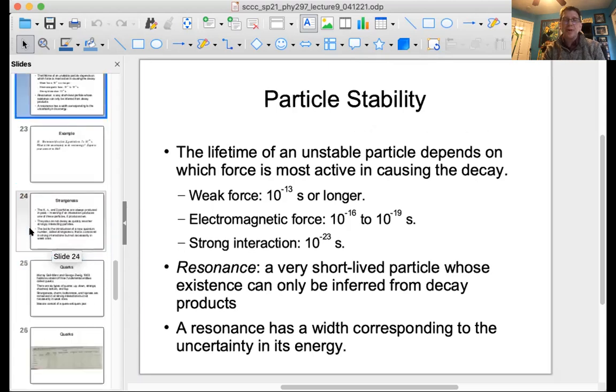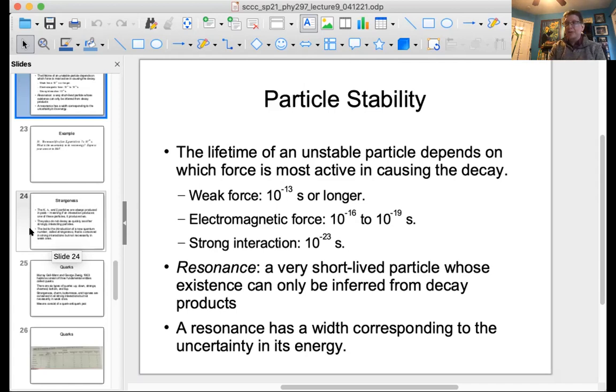Now we move on to particle stability. The lifetime of an unstable particle depends on which force is most active in causing the decay. For the weak force, the decay time is relatively long by subatomic standards, 10 to the negative 13 seconds. For the electromagnetic force, 10 to the negative 16 to 10 to the negative 19 seconds. For the strong interaction, 10 to the negative 23 seconds.